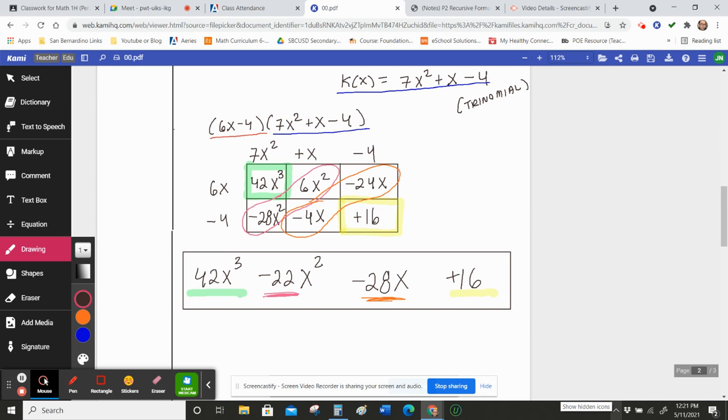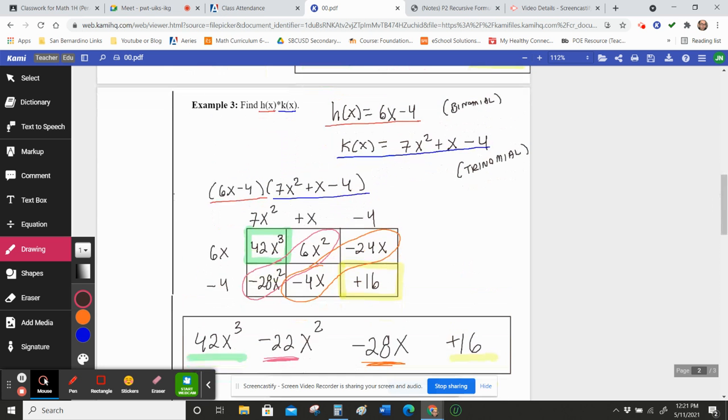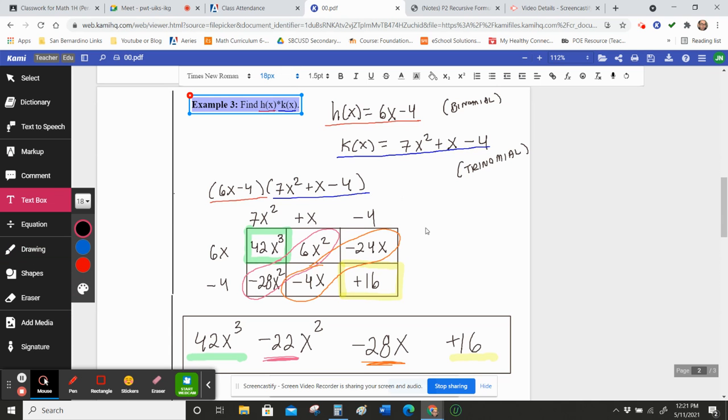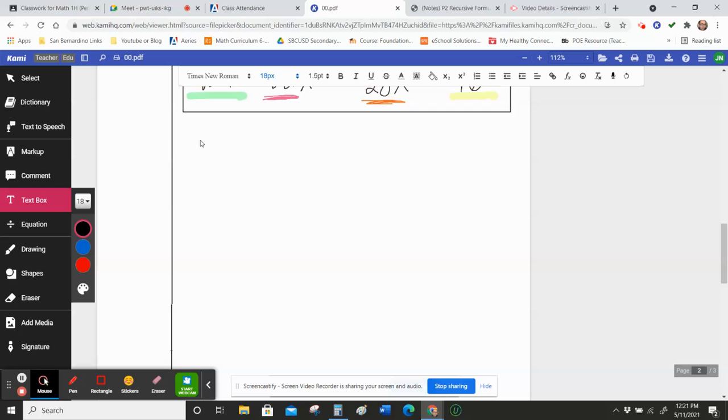So the follow-up thing that we're going to be going over is, okay, let's go into the situation in which we're going to have a 3 by 3 polynomial. So what would happen if we multiply 3 terms by 3 terms? How would that look? So that'll be the next example.